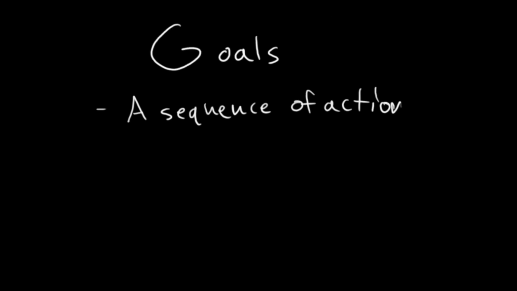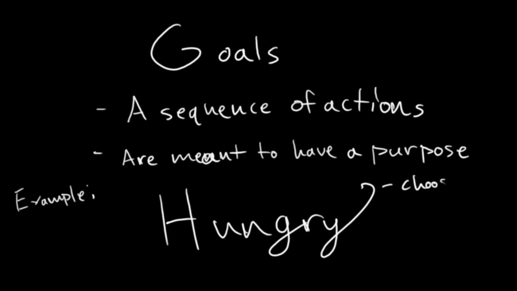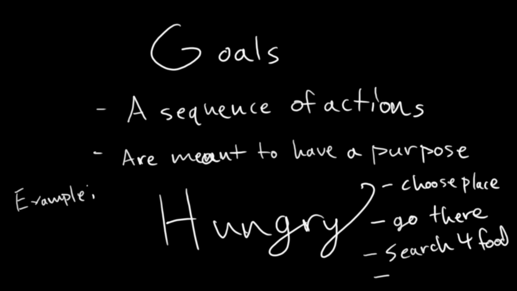Goals are a sequence of actions that are meant to achieve something that the AI wants. So, for example, if the NPC is hungry, then it will first choose a place that it knows has food, go to that location, search for the food there, and then finally it would eat the food. This whole sequence is a goal that meets the AI's need for food.